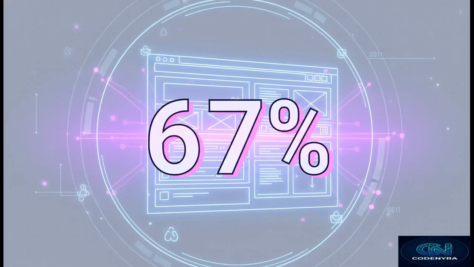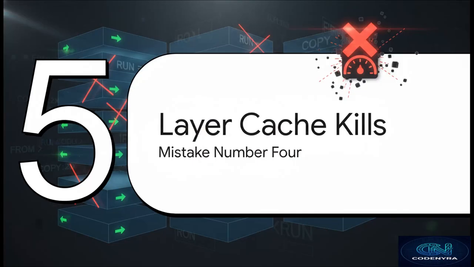And hey, it works beautifully for front-end too. In another real-world example from our sources, a developer applied multi-stage builds to a React application. They slashed the final image size by an incredible 67%. It dropped from a sluggish 1.8 gigabytes down to a highly portable 450 megabytes. Just a massive improvement. That brings us to Section 5, mistake number 4, layer cache kills.